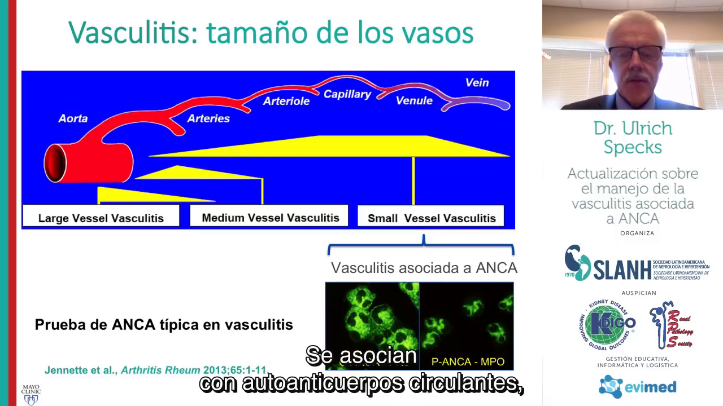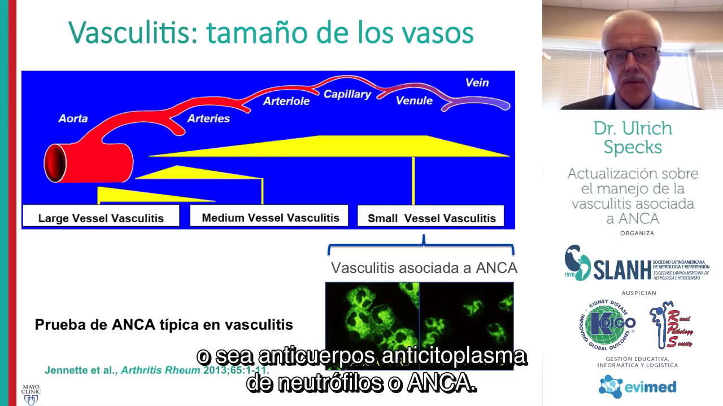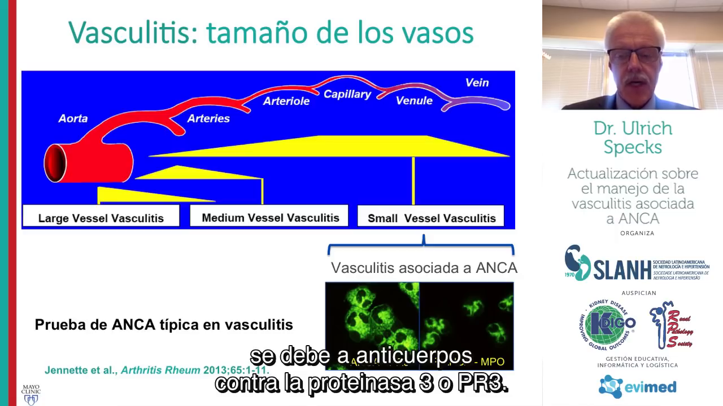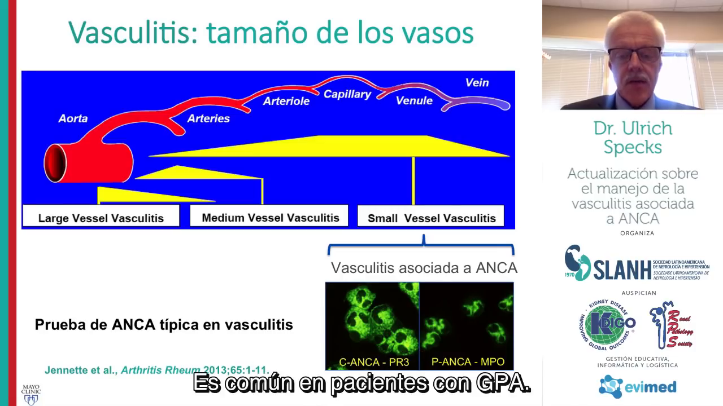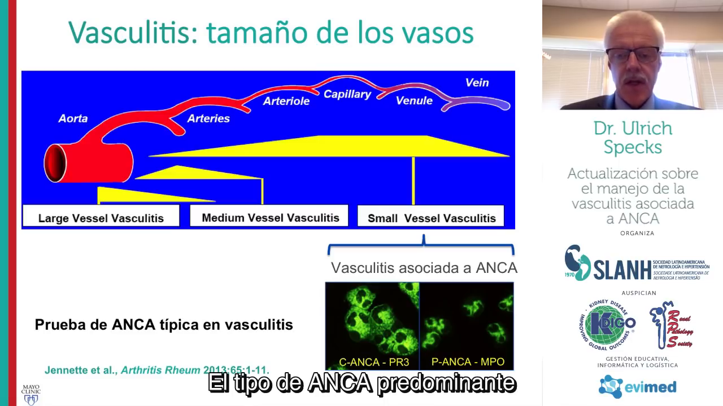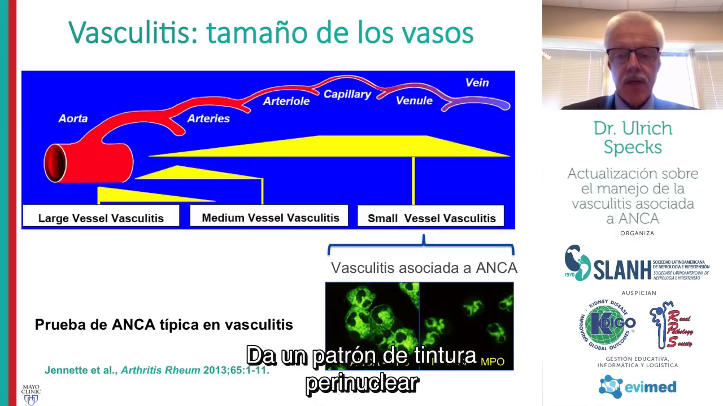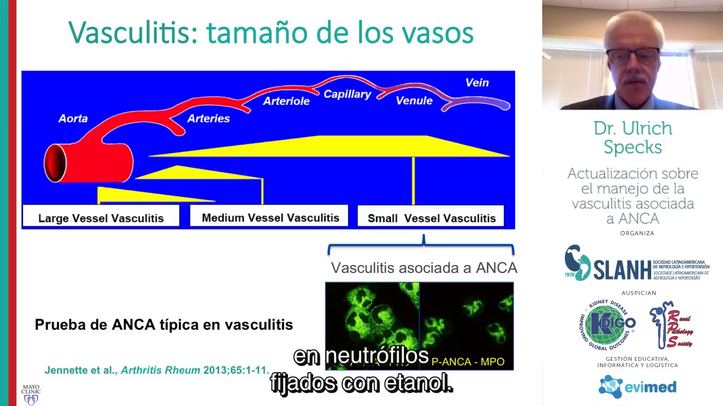They are associated with circulating autoantibodies that are referred to as anti-neutrophil cytoplasmic antibodies, or ANCA, that come in two varieties. The C-ANCA pattern is caused by antibodies directed against proteinase 3 or PR3 and is most common in patients with GPA, whereas the predominant ANCA type in microscopic polyangiitis is directed against myeloperoxidase or MPO, and it gives a perinuclear staining pattern on ethanol-fixed neutrophils.